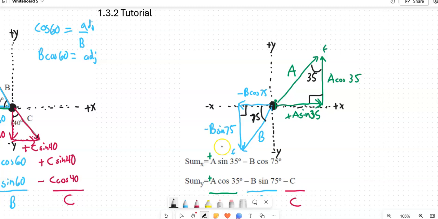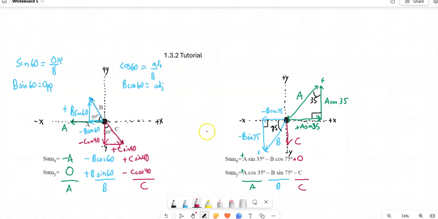Cool. Very last part, C. C is actually 0 in the x direction, but it is pointing down in the y direction. So in this case, you just put a vector pointing down and label it C. Okay? And that is how to do 1.3.2 tutorial.